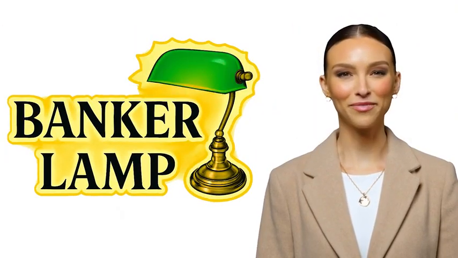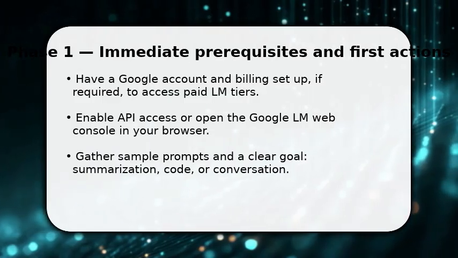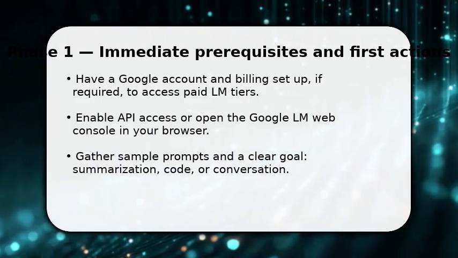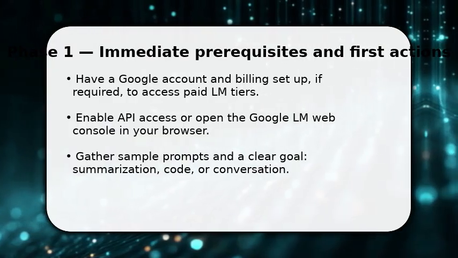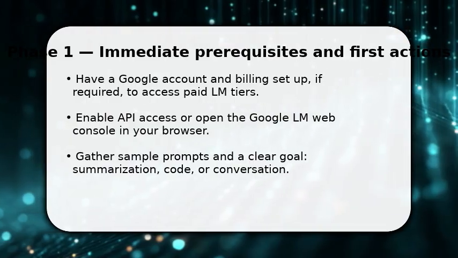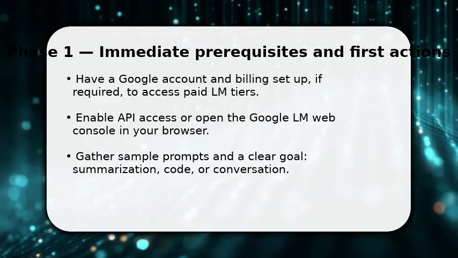Please enjoy the video. You start by confirming your account and permissions. This avoids interruptions later. Sign in to the Google console, enable the language model API, and confirm billing if you plan to use paid features. Once done, choose a preset model tier and open a test project or notebook.